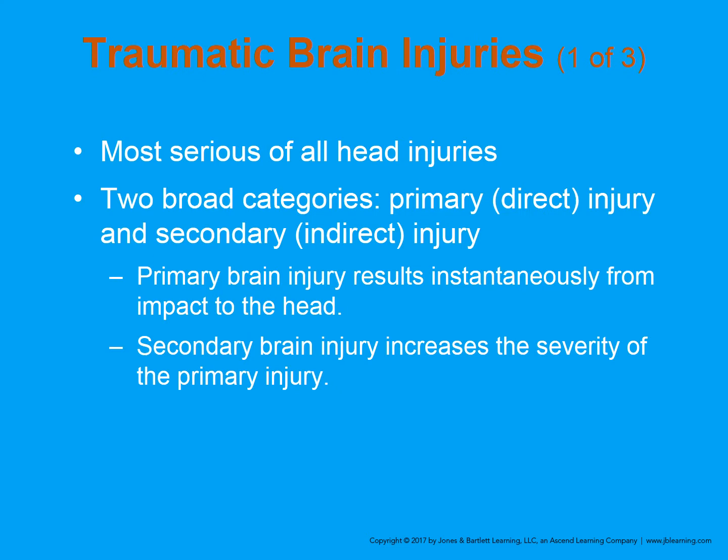Traumatic brain injuries, most serious of all head injuries. There's two broad categories, direct or indirect. Primary brain injury results instantaneously from impact to the head. The secondary brain injury's severity increases with the severity of the primary injury, but it's that intracranial pressure, the buildup of it, the bleeding that happens as a result of that primary injury.